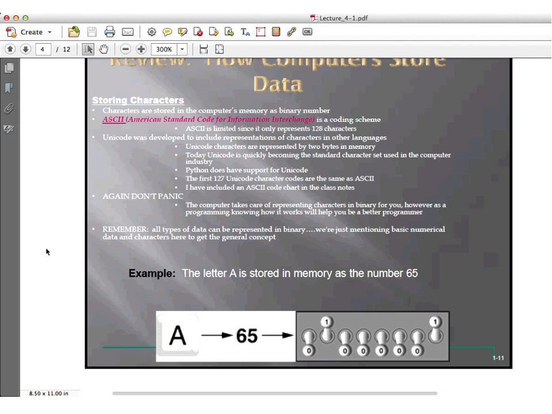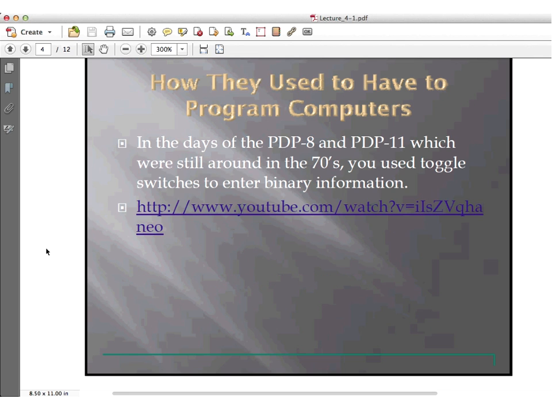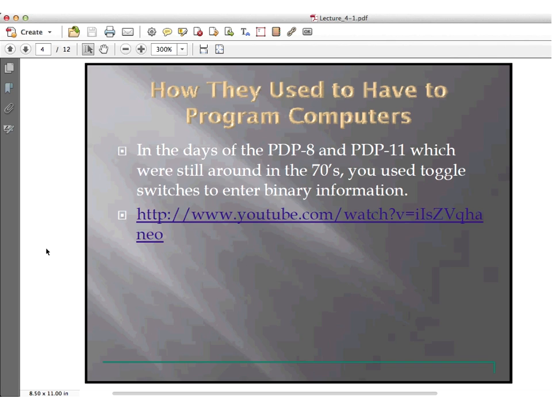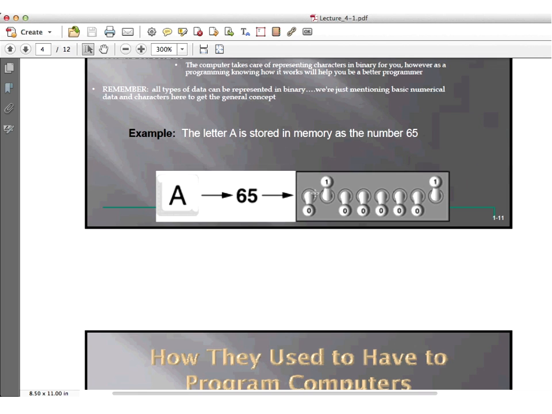In the days of old, these are old computers, the PDP-8, the PDP-11, which are still around in the 70s, how you used to have to program these computers to get them to start up was there were switches like this. And you would have to click these switches up and down and push a button to enter it. So another set of buttons and enter it. And that's how you would bootstrap the computer. There were no hard disks back then.